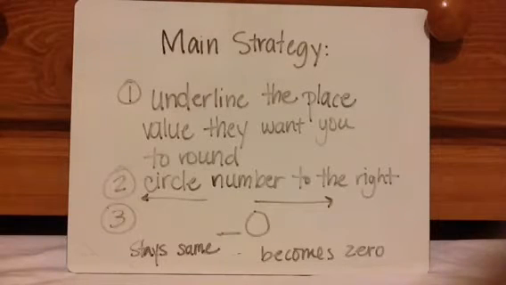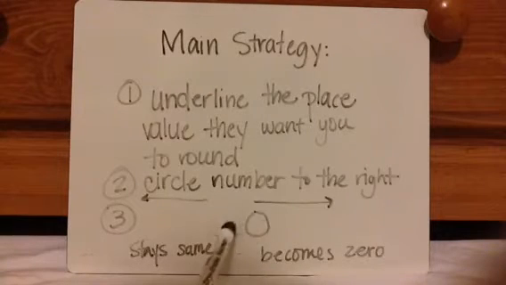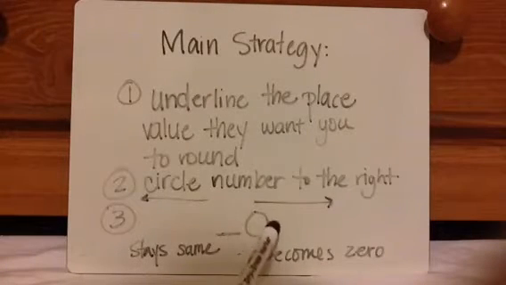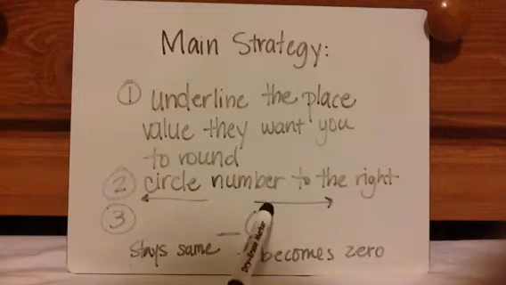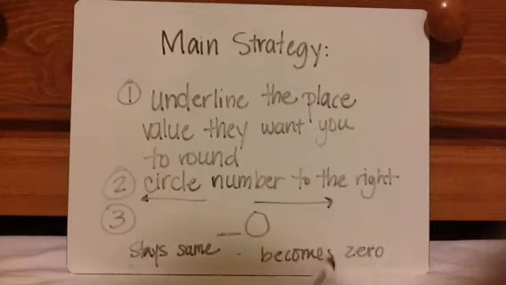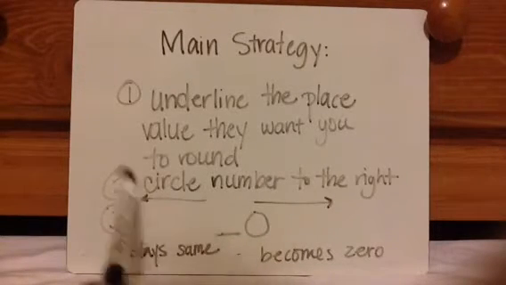The main strategy is to underline the place value they want you to round, circle the number to the right, and then whatever these two numbers are, you're going to round it, and then from this number that's circled, everything to the right becomes a 0, and then everything to the left stays the same.